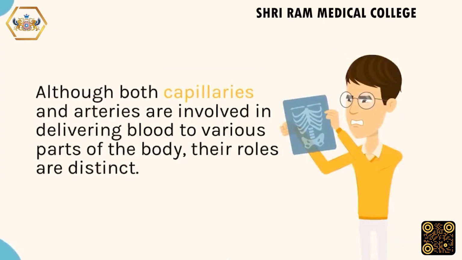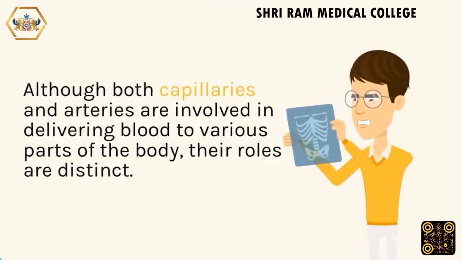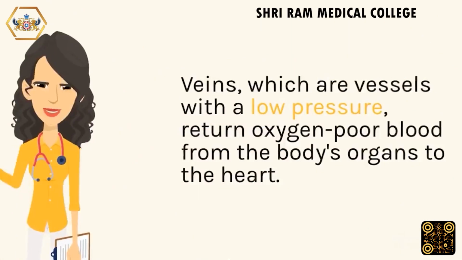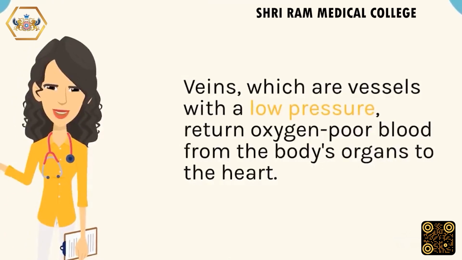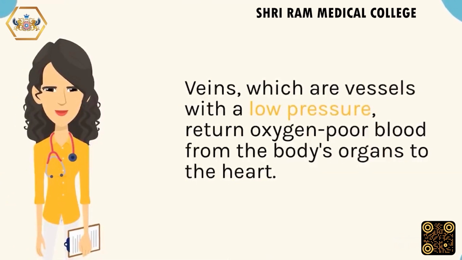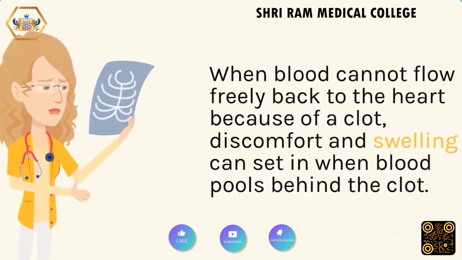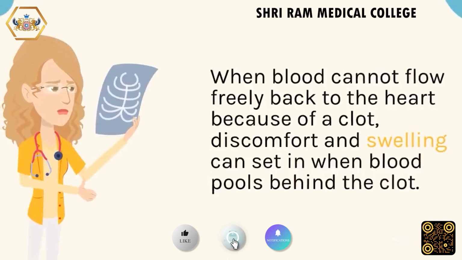Although both capillaries and arteries are involved in delivering blood to various parts of the body, their roles are distinct. Veins, which are vessels with a low pressure, return oxygen-poor blood from the body's organs to the heart. When blood cannot flow freely back to the heart because of a clot, discomfort and swelling can set in when blood pools behind the clot.